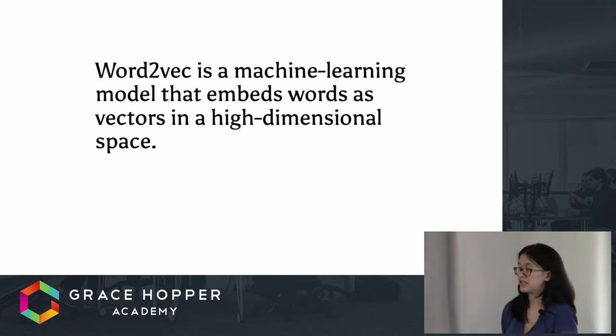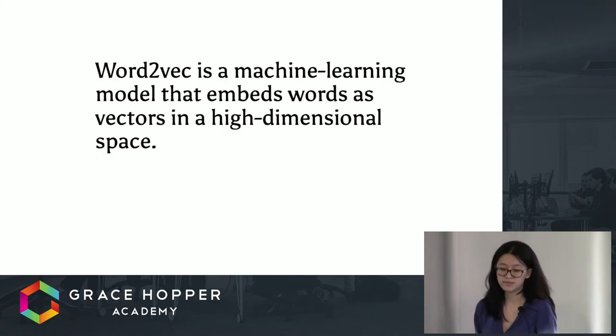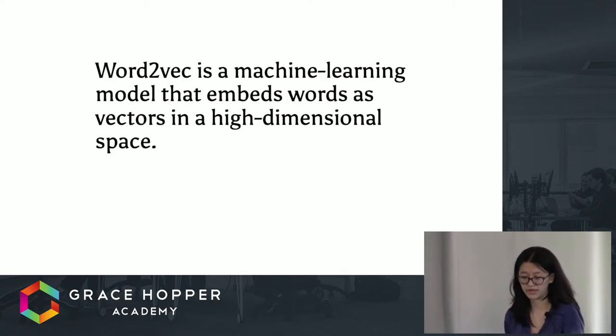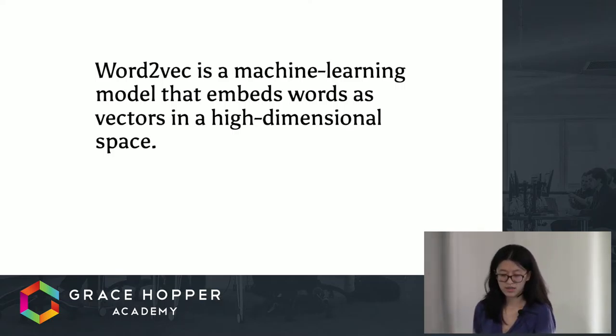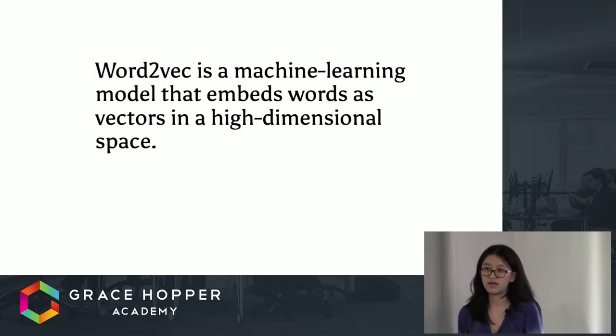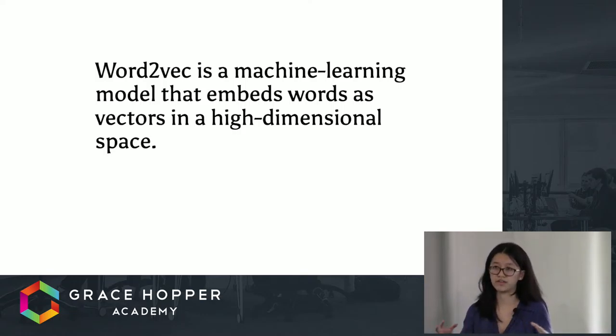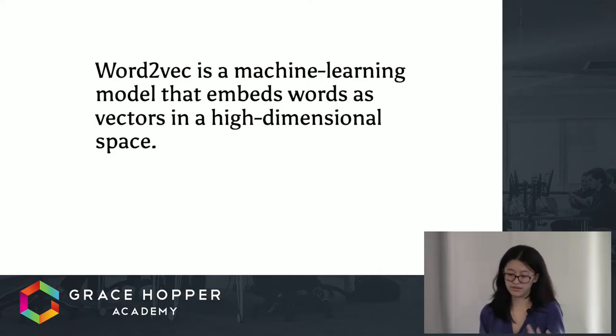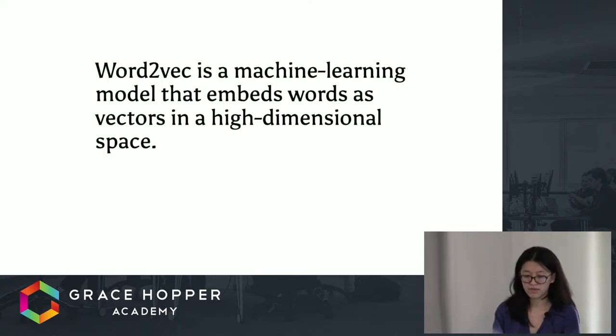So first, what is it? It's a supervised machine learning technique originally developed by a team at Google led by Tomas Mikolov. You start with a very high dimension vector space, usually several hundred dimensions, and you train Word2Vec on a large data set, like a very large corpus of words. Word2Vec then will encode each unique word in that corpus as a vector in that high dimensional space. Those vectors are called word embeddings.